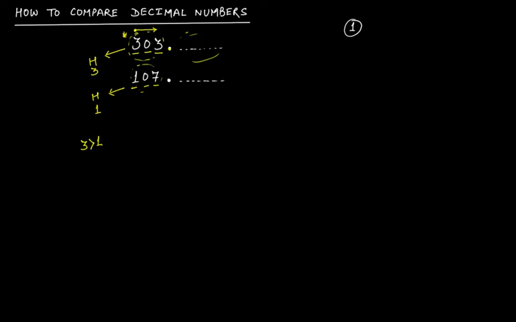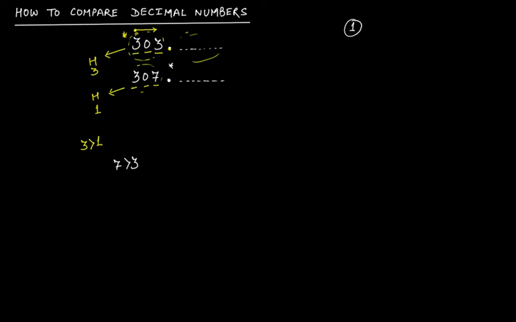What if it was 307? Again, at the hundreds place we have 3, so we cannot decide on that. Then at the tens place we have 0, again we cannot decide. Now at the ones place we have 3 in this case, but 7 in this case. 7 is greater than 3, therefore this number is going to be the winner, is going to be the champion, is going to be the greater of these two.